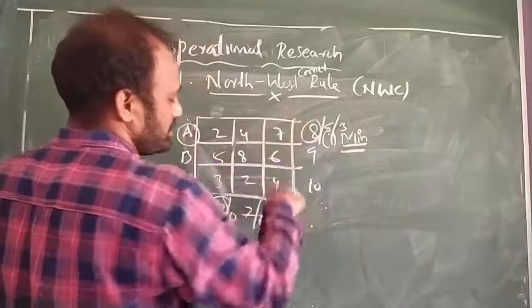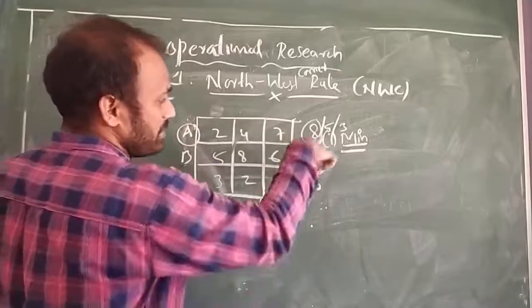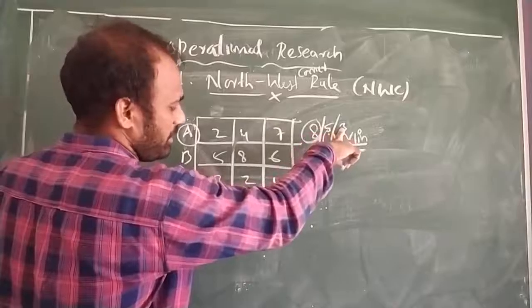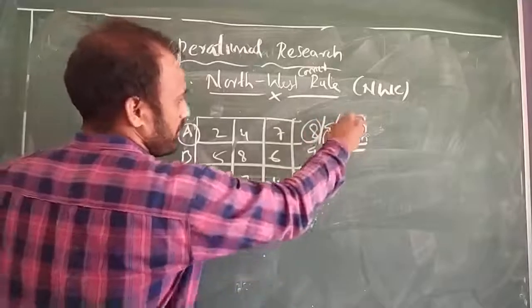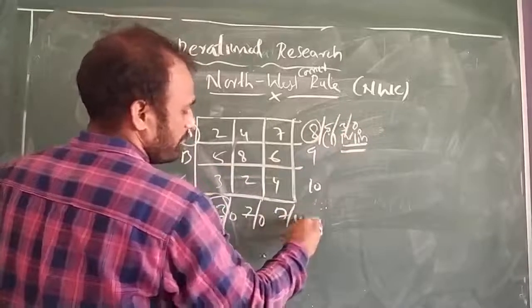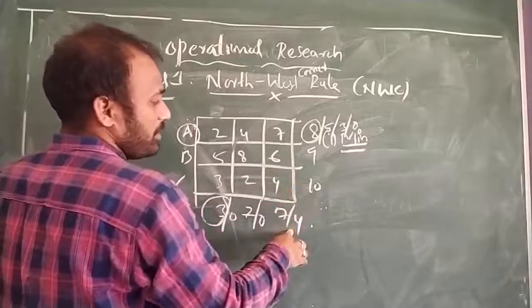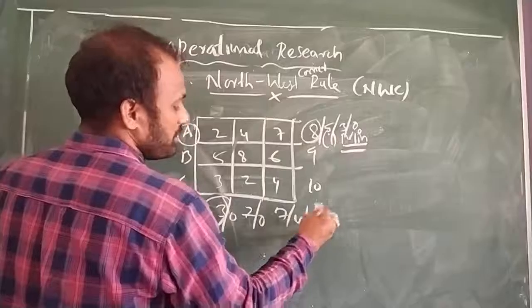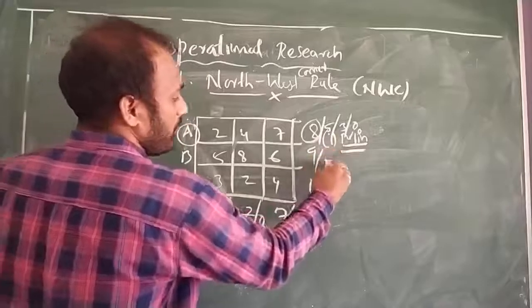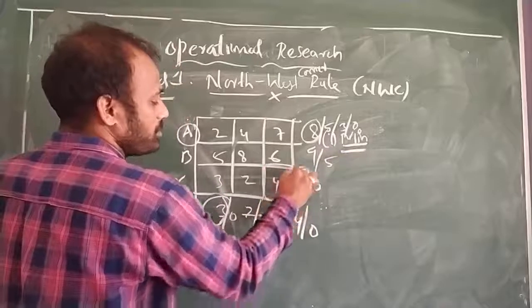Now we are only concerned with this 3. Here 7 is there, and here 3 is there. Between 3 and 7, what is the minimum value? 3. So here it will become 4, and this row is deleted. Now we are left with only this. Here 4 is there, so the minimum is 4. Here 0, and here it will become 5. So the final value is 4.